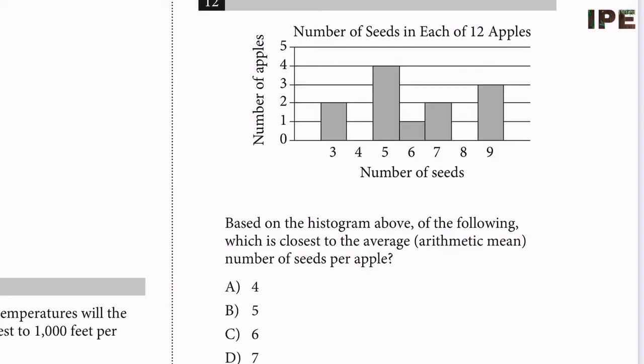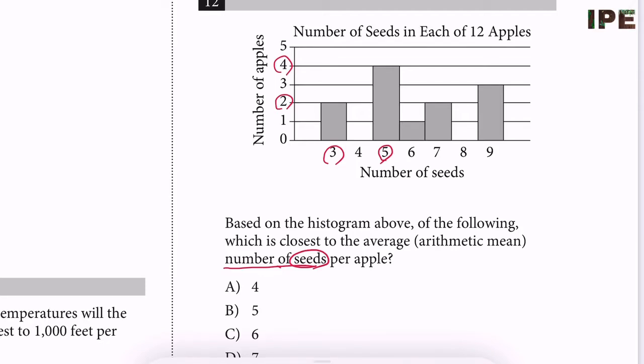The x-axis is the number of seeds, and the y-axis is the number of apples. So what does it mean? 2 apples have 3 seeds, 4 apples have 5 seeds, something like this, right? Based on the histogram above, which of the following is closest to the average number of seeds? It has numbers, 0, 1, 2, 3, 4, and those are the frequencies. So I told you, if frequencies and numbers are given together, how can we find the average?